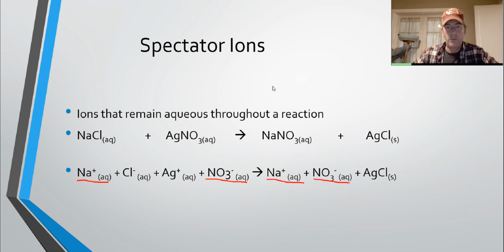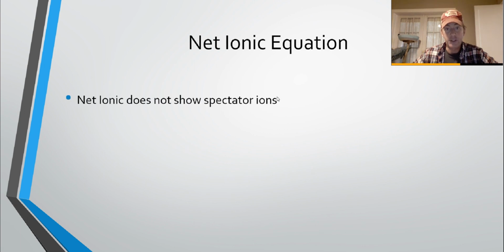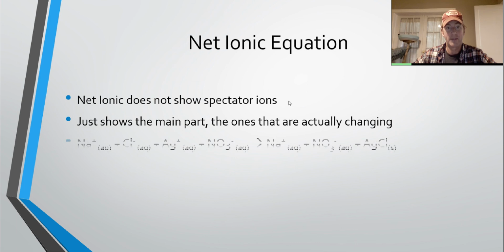So let's talk about the net ionic equation. The difference with the net is that it doesn't show the spectator ions. It's just showing the main parts, the ones that are actually doing something, kind of like the football analogy, right? Spectators aren't really doing anything. They're just watching. So here's our original total ionic equation.